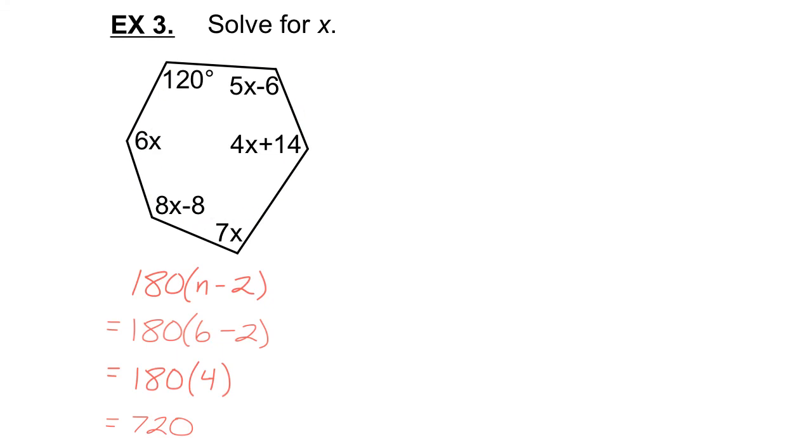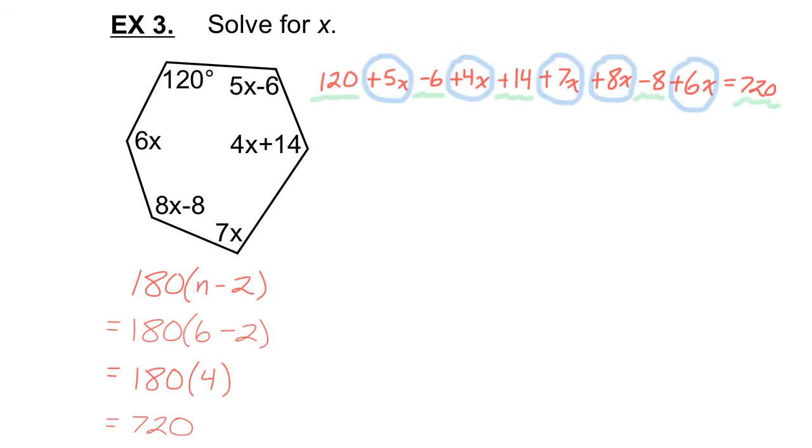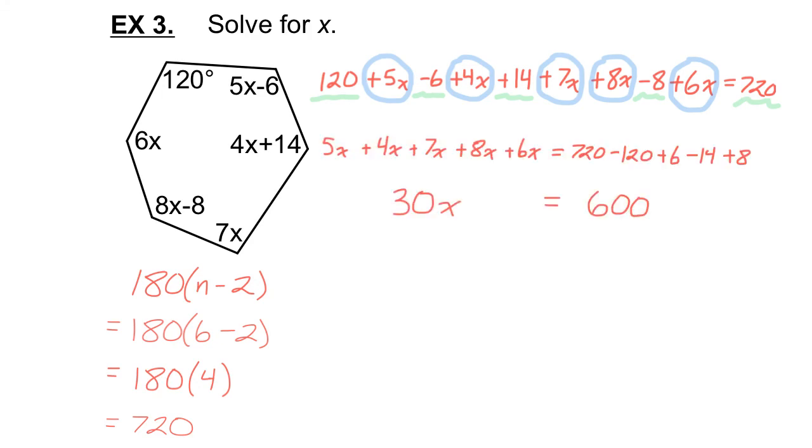So that's where I'm going to make my equation. I'm just going to add all of these angles to get 720. So that's where this equation comes from. So now that I have an equation, I can just go through the process. Identify your like terms, collect your like terms, then simplify, and divide by the coefficient to solve.